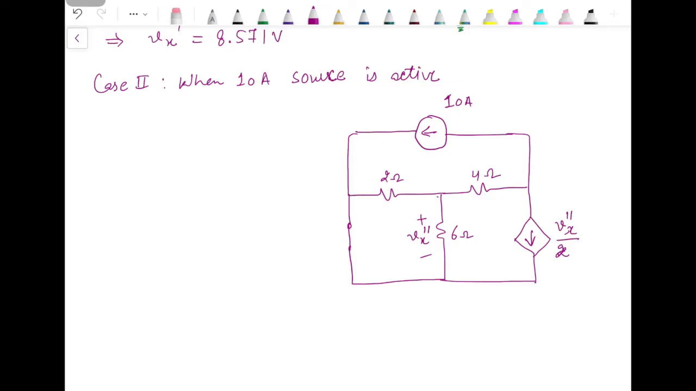So if we go with mesh analysis, then we have three currents, I1, I2 and I3. And we can write the value of Vx double dash as well. It's a voltage drop across 6 ohm resistance. Since upper terminal is positive, we need the resultant current in downward direction, and that will be I2 minus I3 as per the assumed direction of I2 and I3. So Vx double dash is 6 into (I2 minus I3).